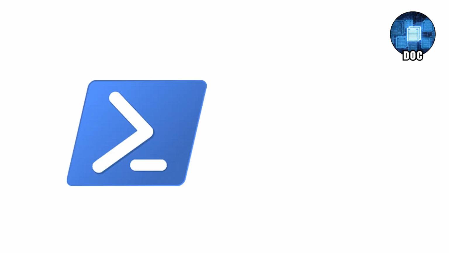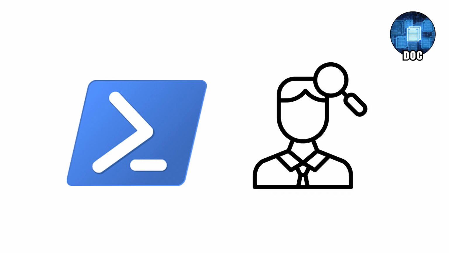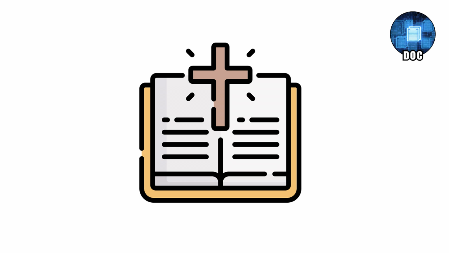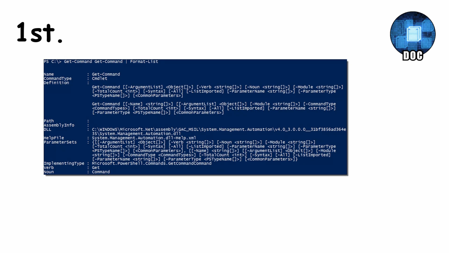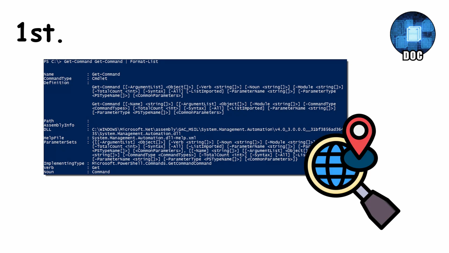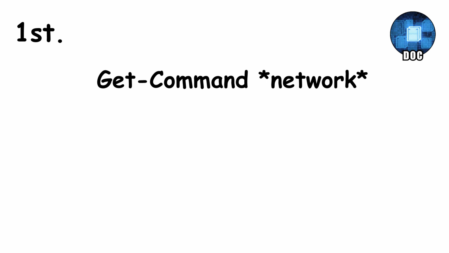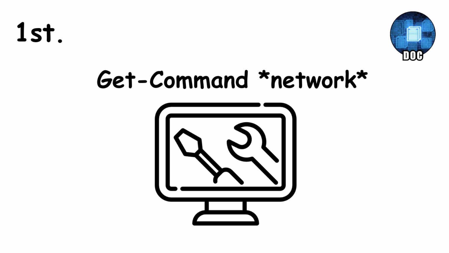PowerShell is intentionally designed to be entirely self-discovering through a native trinity of help utilities that function as your internal documentation Bible. First, Get-Command acts as your local search engine. If you have no idea how to modify a network interface, typing Get-Command *network* will instantly display every relevant tool installed on your machine.